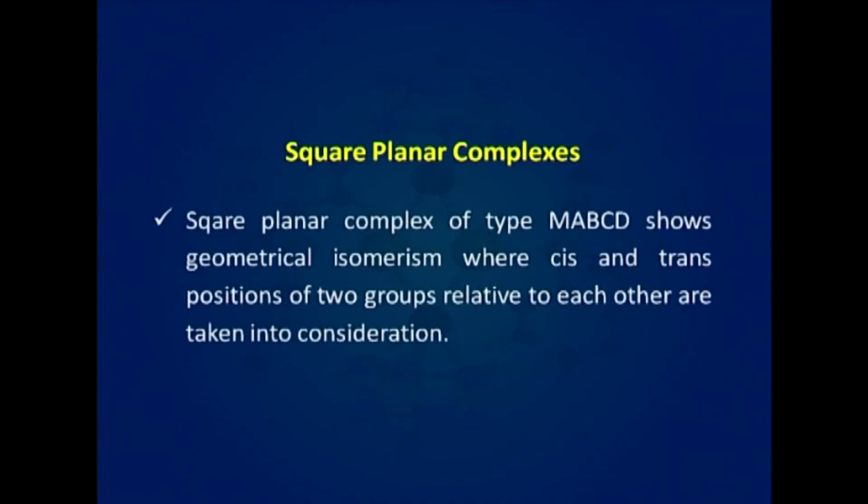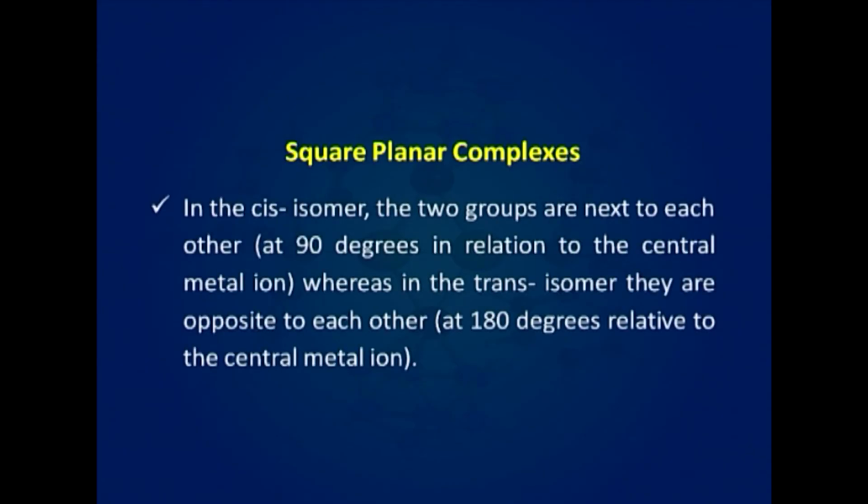The cis isomer has been used successfully in cancer chemotherapy. The trans isomer has no such activity. A square planar complex of the type MABCD shows geometrical isomerism where cis and trans positions of two groups relative to each other are taken into consideration. In the cis isomer, the two groups are next to each other, that is at 90 degrees in relation to the central metal ion, whereas in the trans isomer they are opposite to each other, that is at 180 degrees relative to the central metal ion.